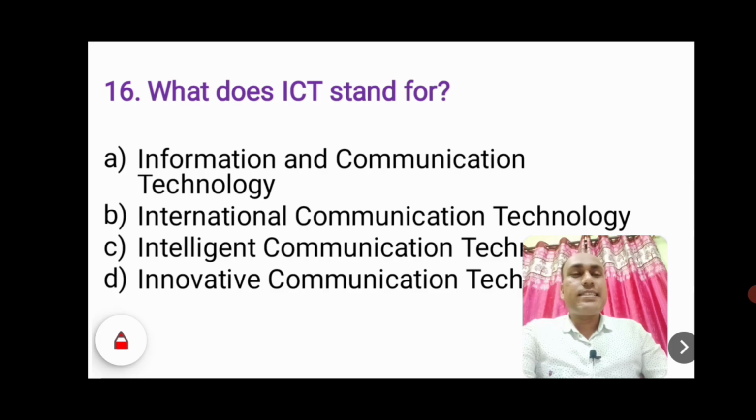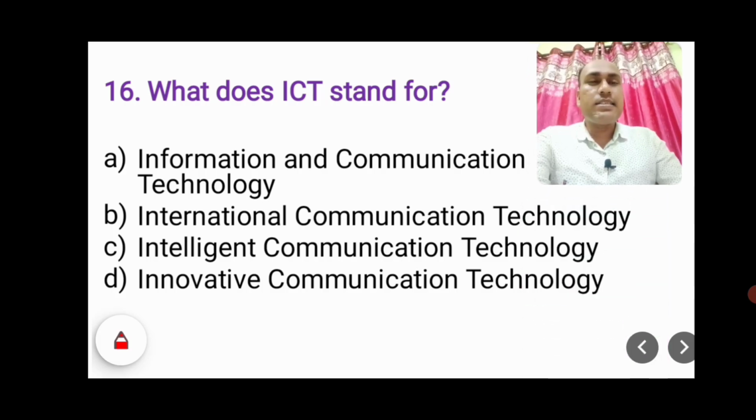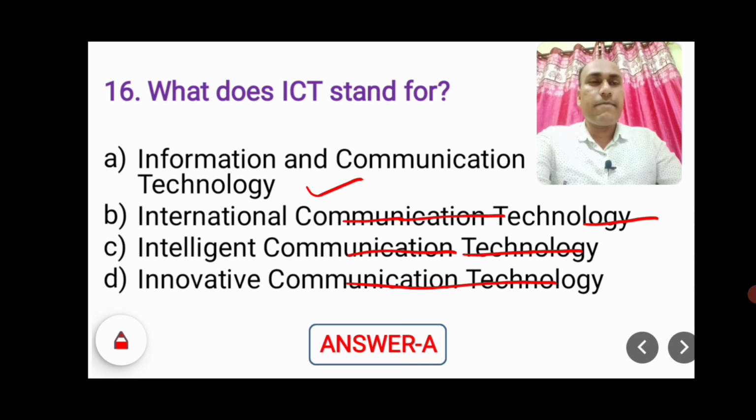What does ICT stand for? ICT stands for Information and Communication Technology, International Communication Technology, Intelligent Communication Technology, Innovative Communication Technology. All these 3 are not correct. So the answer will be option A.